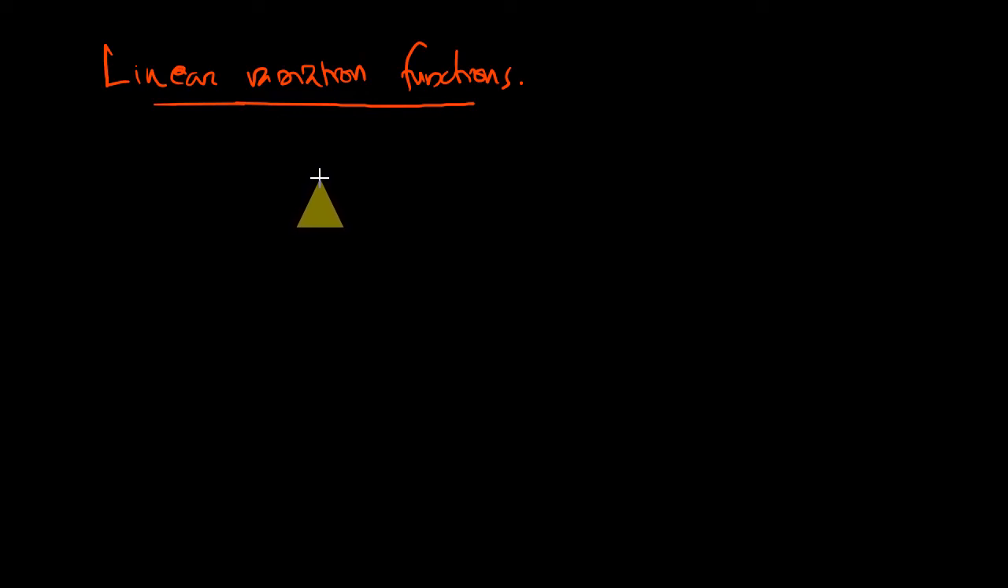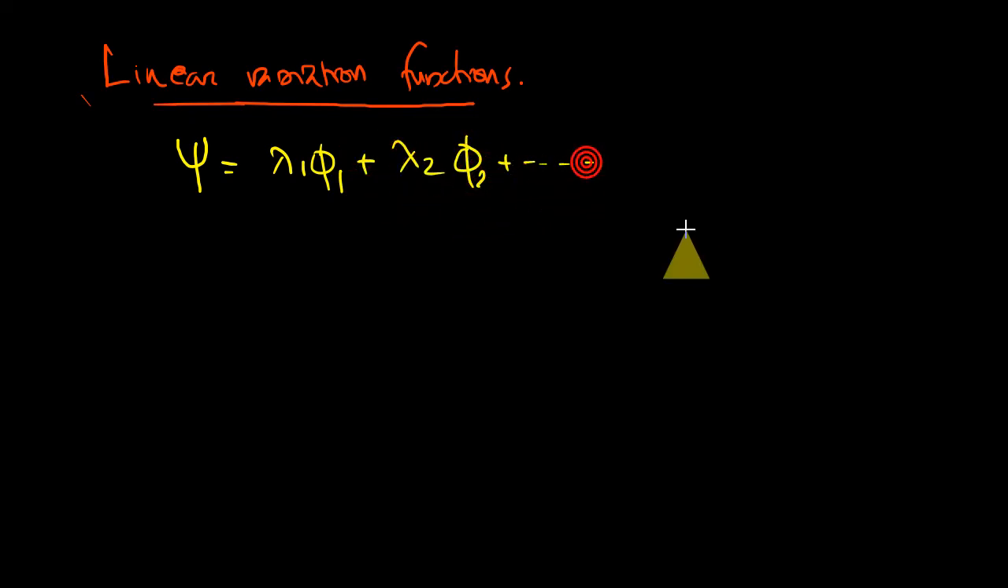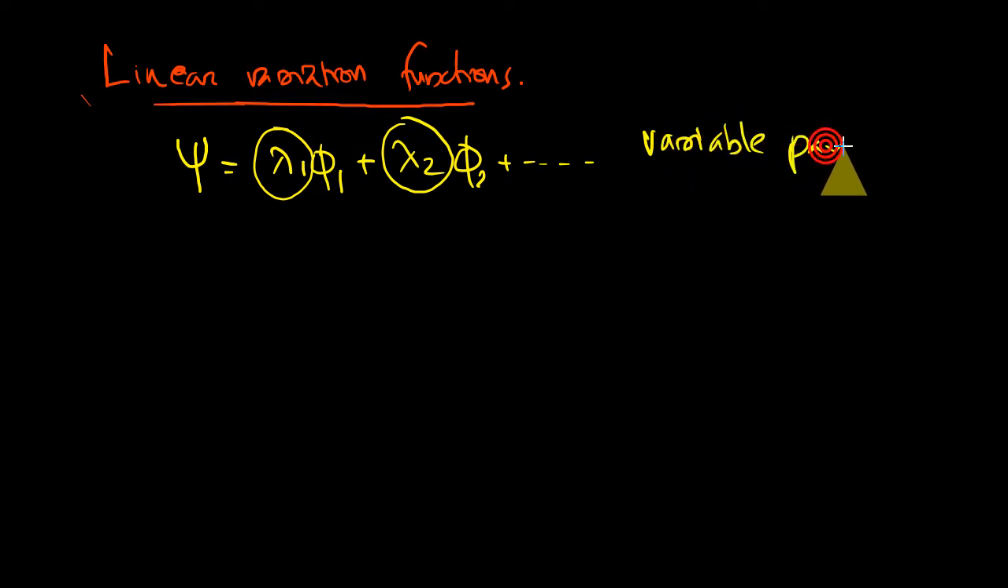There I said that usually we don't know the energy of the real systems, and in that case we may adopt a wave function which contains variable parameters. For example, we can adopt a wave function psi as a trial function, in a linear combination form, like lambda 1 phi 1 plus lambda 2 phi 2 plus etc. Here phi 1 and phi 2 are the eigenfunctions, but lambda 1 and lambda 2 are variable parameters. And we will do the variation treatment using this trial function.